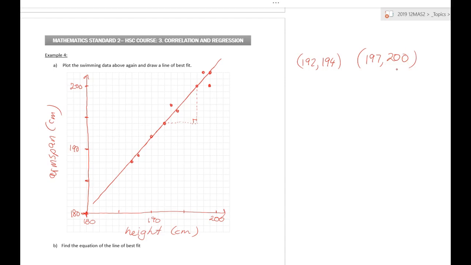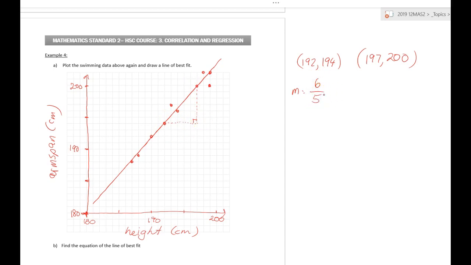So from here I need to find the gradient. The gradient is the rise over the run. Okay, so it's how far up I go. That's 1, 2, 3, 4, 5, 6, over the run of 1, 2, 3, 4, 5.